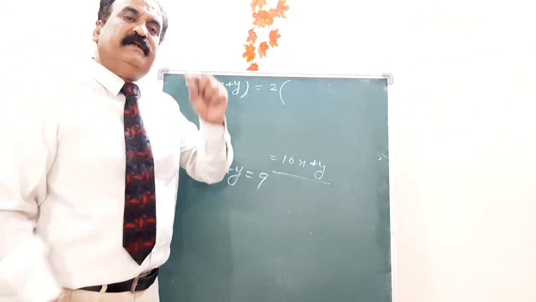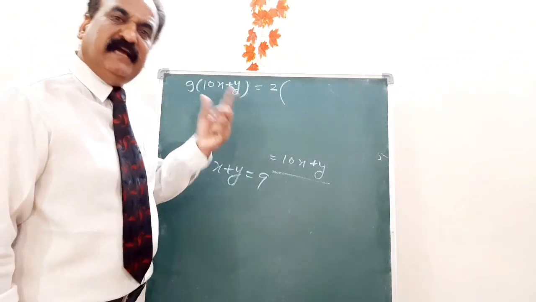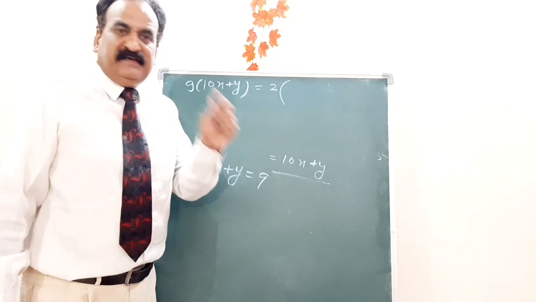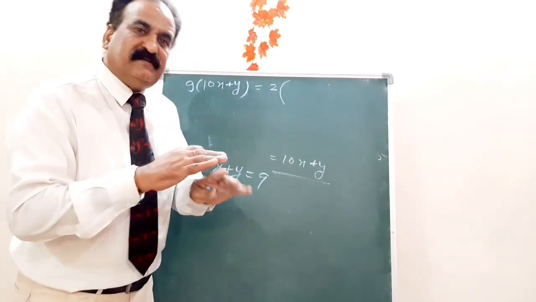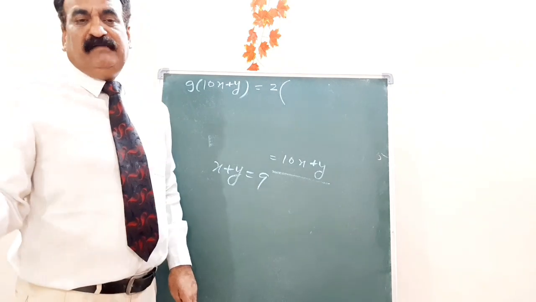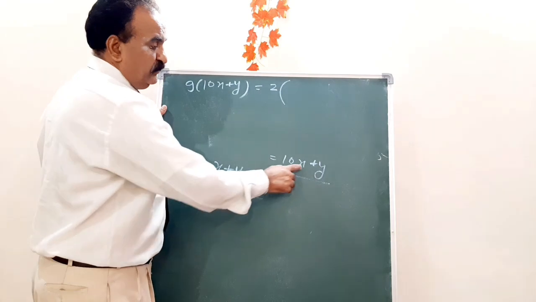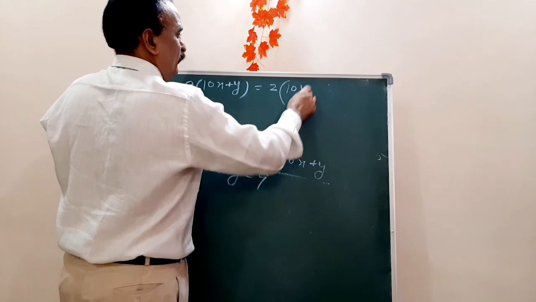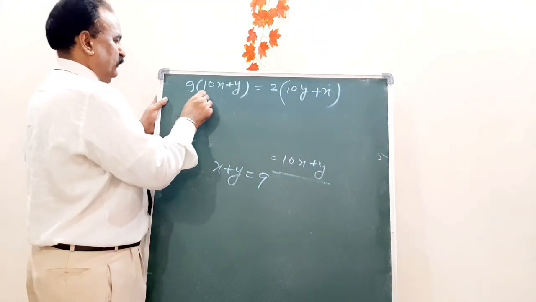Digits are interchanged means the tens place digit becomes the unit place digit and the unit place digit becomes the tens place digit. As I told you right now, if 35 is there, 3 is the digit at the tens place and 5 is the digit at the unit place. If the digits are reversed, it means 53. Here 10x plus y is the number. Now the digits are interchanged. It becomes 10y plus x.